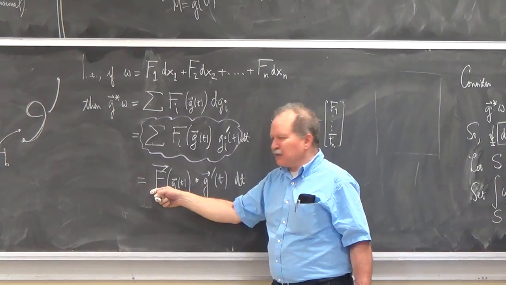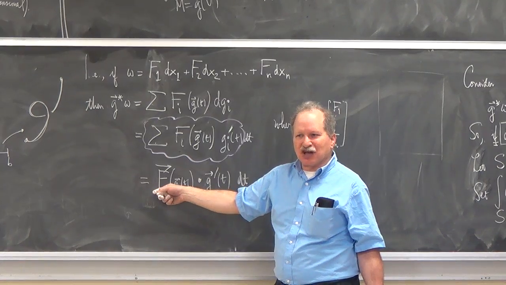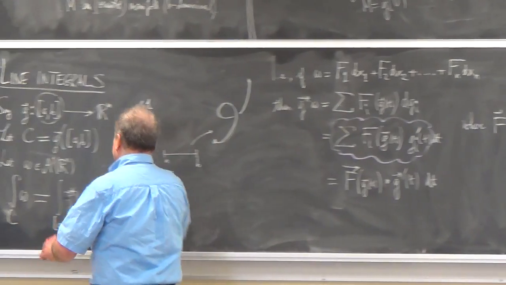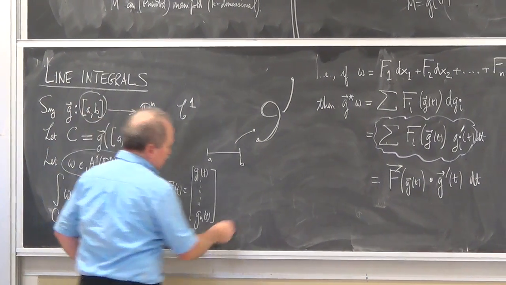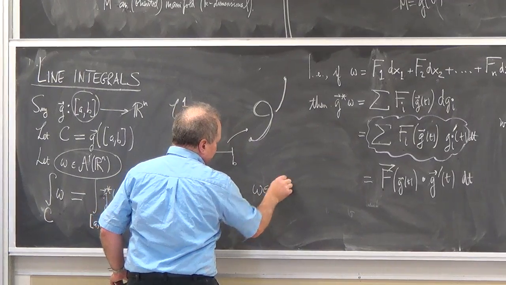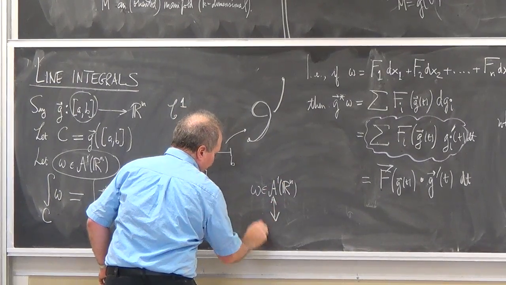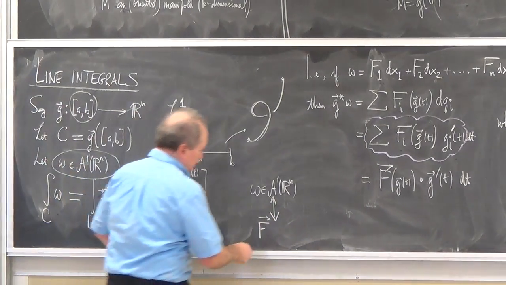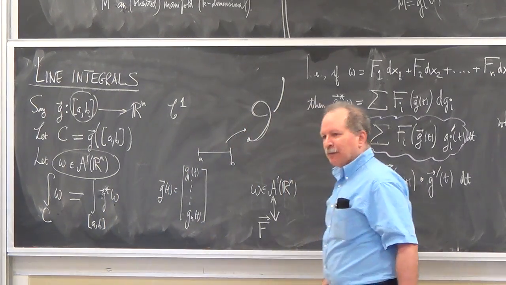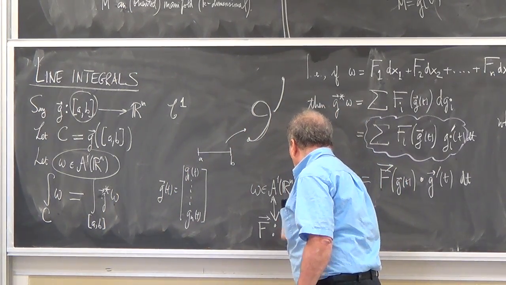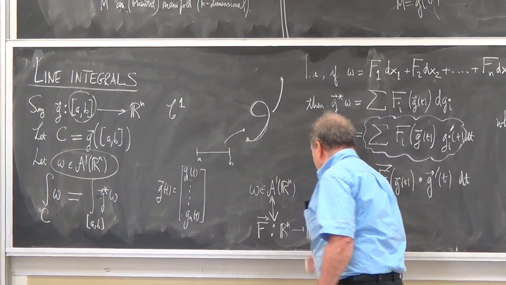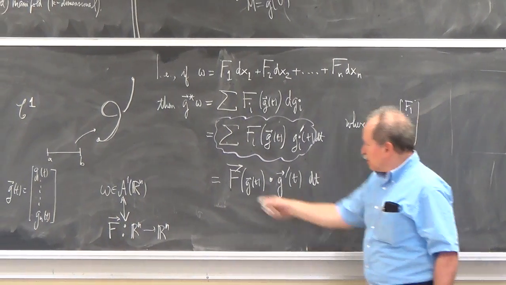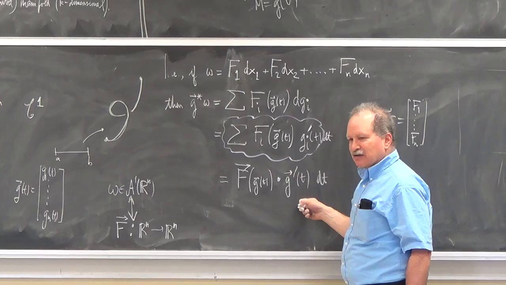So capital F, remember I think I used the word vector field back in chapter 2 when we were first talking about this. This is a vector function, so this one form omega is corresponding to a vector field on R^n. A vector field is just a vector valued function. So now F is mapping R^n to R^n, given by these components. And you're computing the vector field at each point and dotting with the velocity vector.